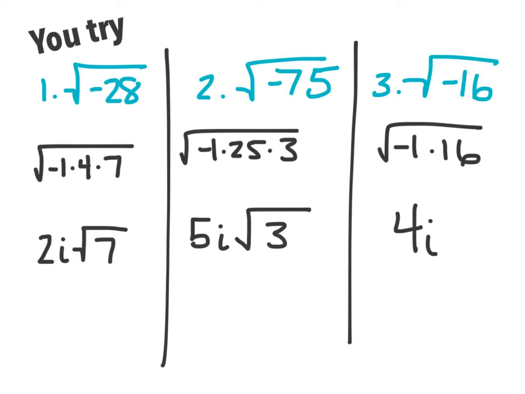All right, whenever we simplify these, we can just break them down into their biggest perfect square that's inside and this negative 1. So the negative 1 gets pulled out as an i, and the square root of 4 is 2. We're left with a 7 underneath the radical. And the next problem works the exact same way. The negative 1 gets pulled out as an i. The square root of 25 is 5, and we're left with a 3. In the last one, the square root of negative 16, the negative 1 gets pulled out as an i, and the square root of 16 is 4, so we don't even have a radical left over.